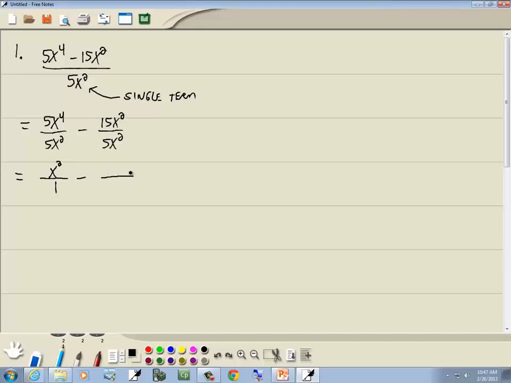Minus 15 and 5 are both divisible by 5. 15 divided by 5 is 3. 5 divided by 5 is 1. And these x squareds are the same, so they cancel away. So we're going to have x squared minus 3. And that's our answer.